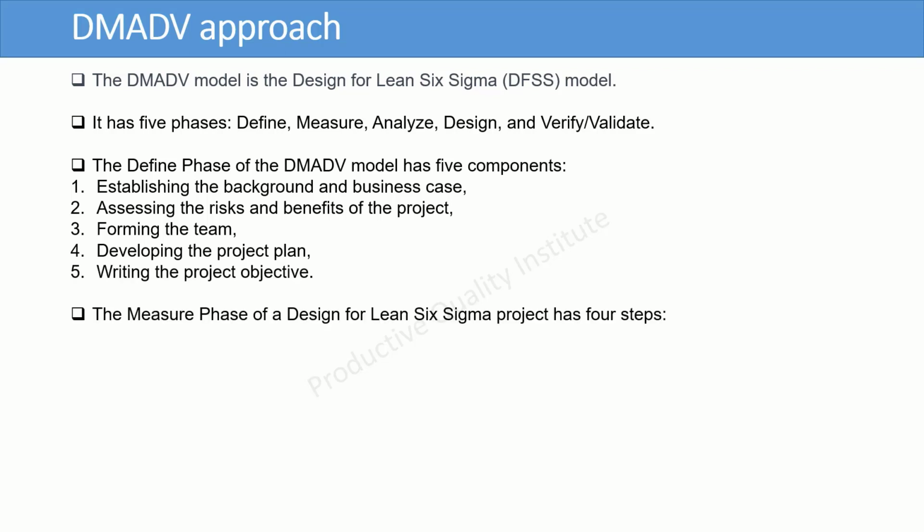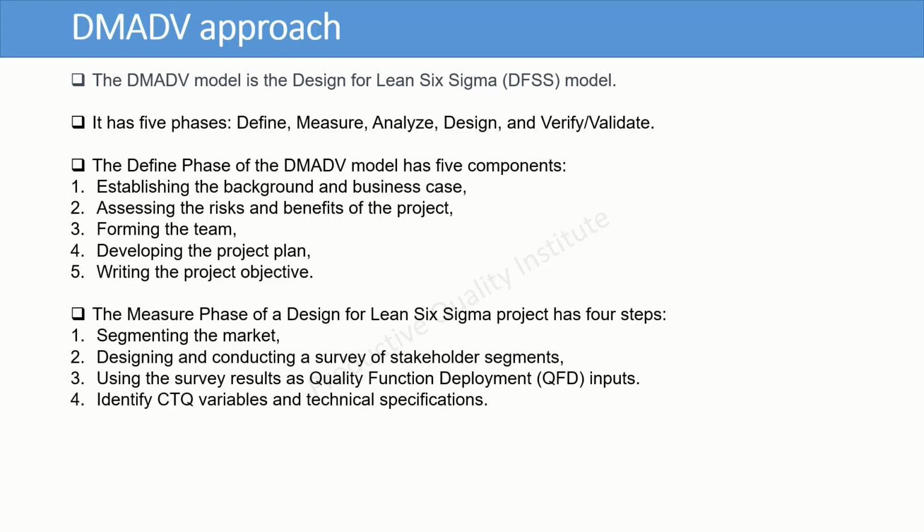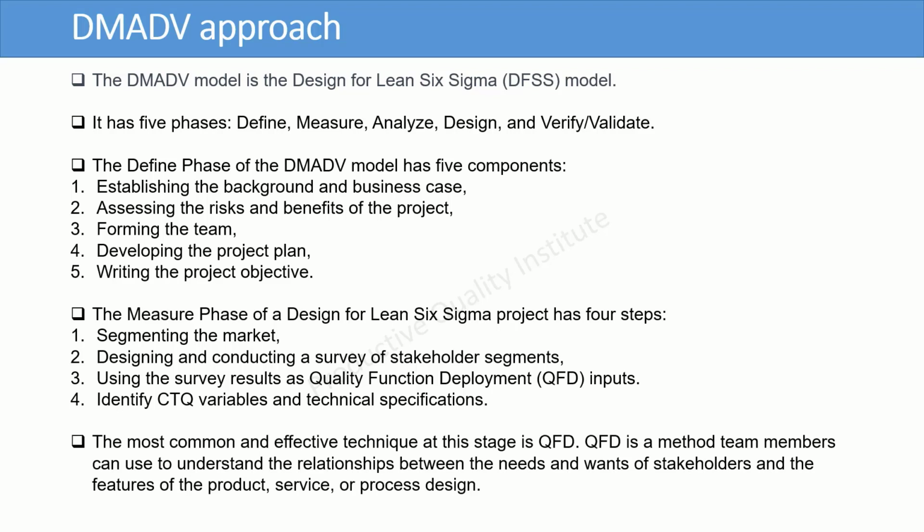The measure phase of a Design for Lean Six Sigma project has 4 steps: segmenting the market, designing and conducting a survey of stakeholder segments, using the survey results as quality function deployment inputs, QFD, and identifying CTQ variables and technical specifications. The most common and effective technique at this stage is QFD. QFD is a method team members can use to understand the relationships between the needs and wants of stakeholders and the features of the product, service, or process design.